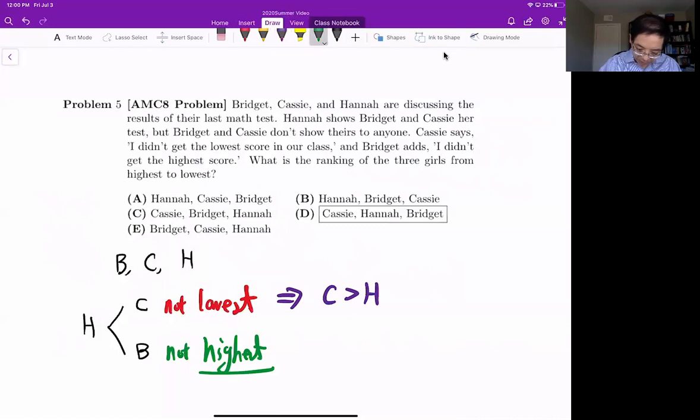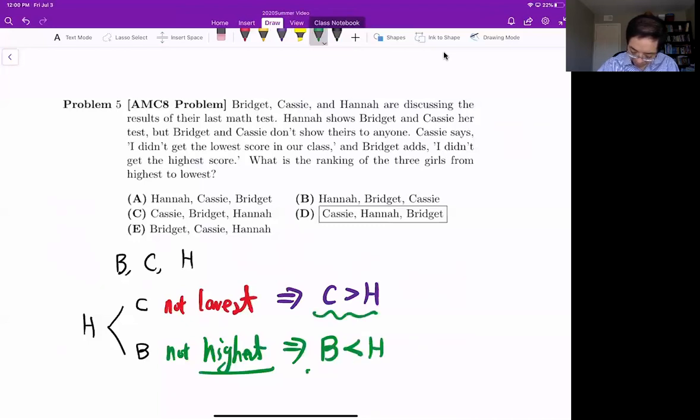And similarly, if when B saw the score of Hannah, he said, oh, well, I'm not the highest, what does that mean? That means the score of B must be lower than the score of Hannah, right? Because B does not know the score of C. So from here we get that B must be lower than Hannah.